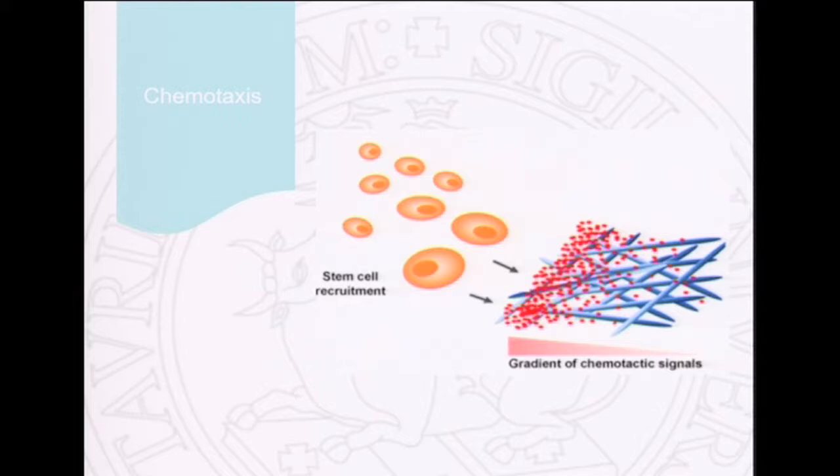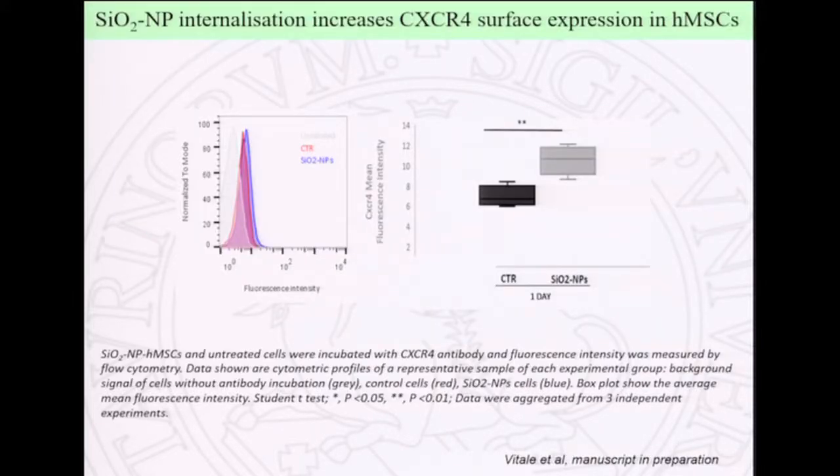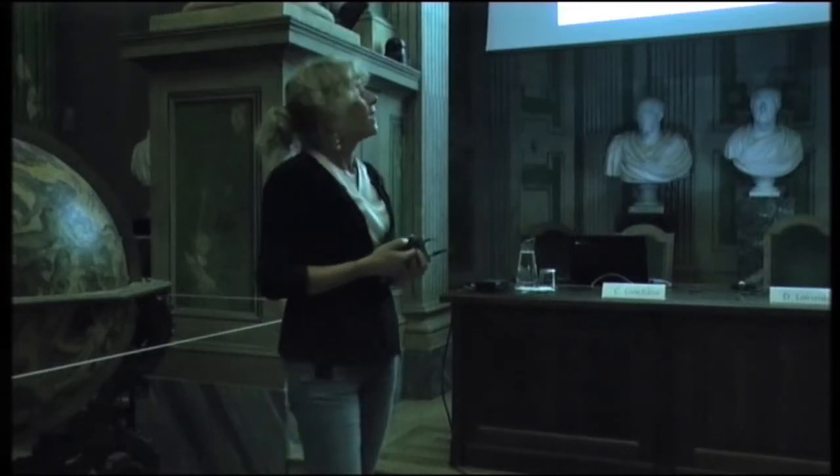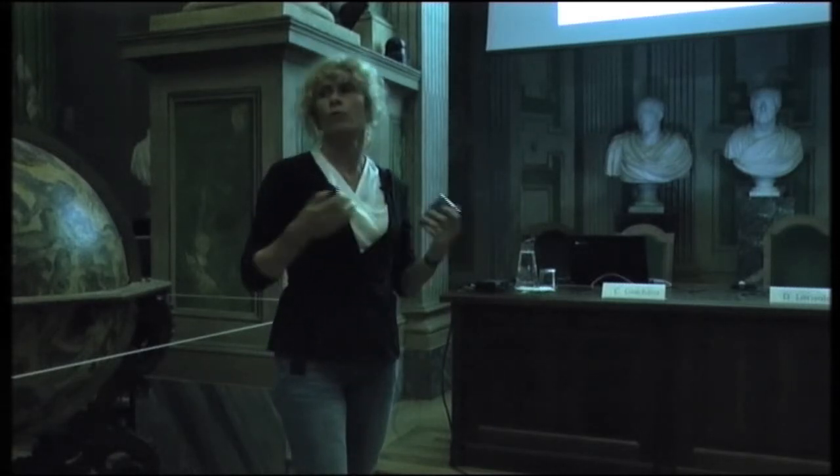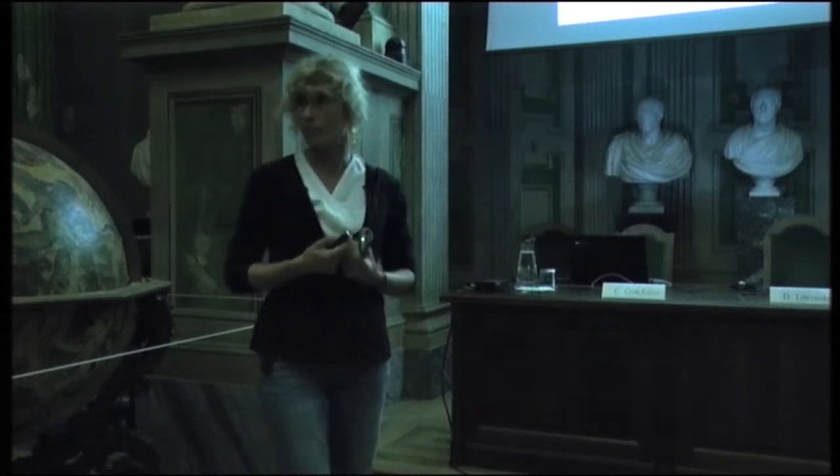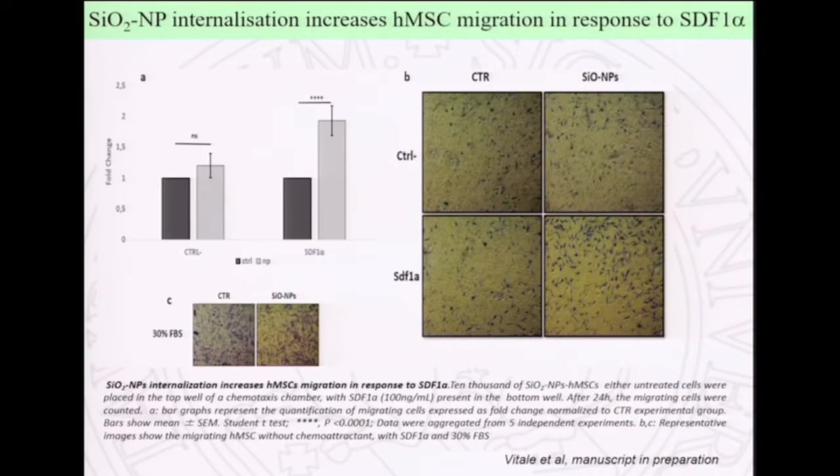So we started from chemotaxis, and we observed what happened to the stem cells which had internalized the silica nanoparticles. What we observed was that they can now better express on the cell surface, with a statistically significant difference between treated cells and control cells, a very important chemokine receptor, CXCR4. And this is very relevant. The axis CXCR4 and SDF1 alpha, its ligand, is very relevant in the cardiac field. Thanks to this increased expression, these nanoparticle-treated cells are more capable of migrating, of performing chemotaxis against SDF1 alpha. These are transwell chemotactic assays.